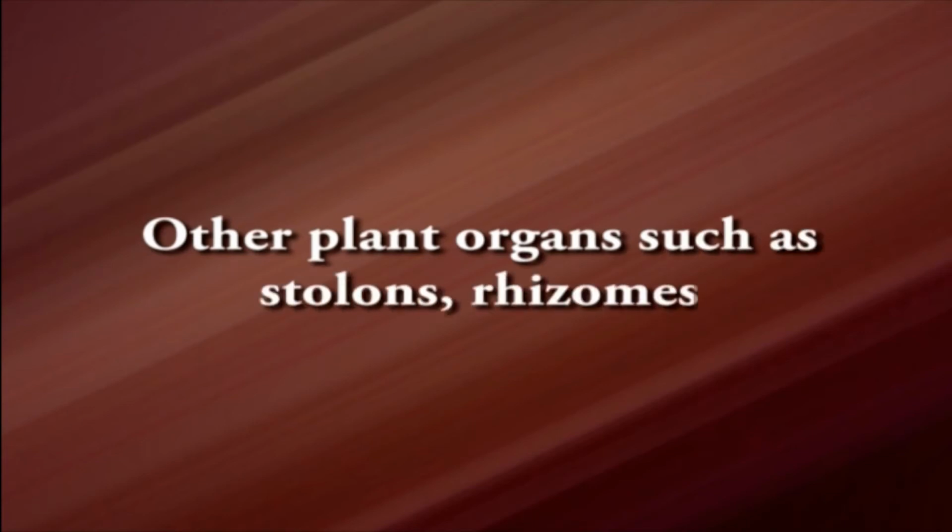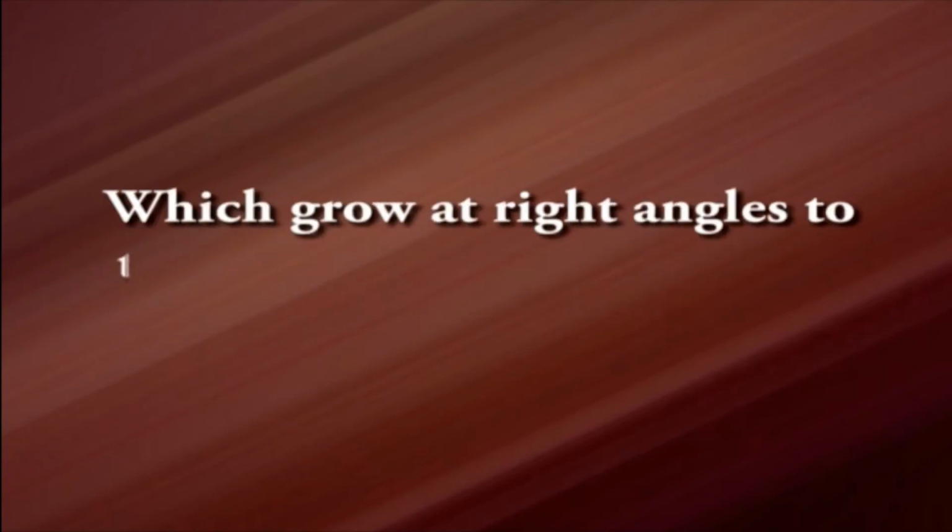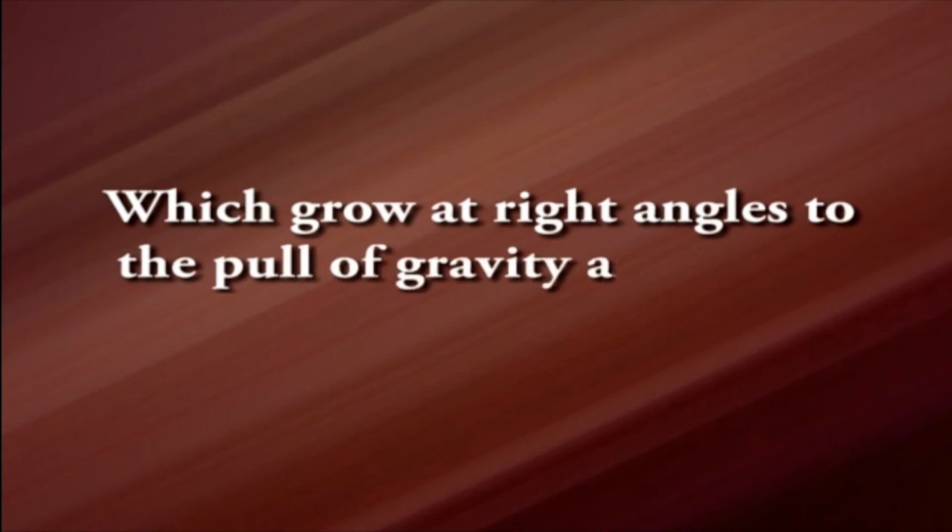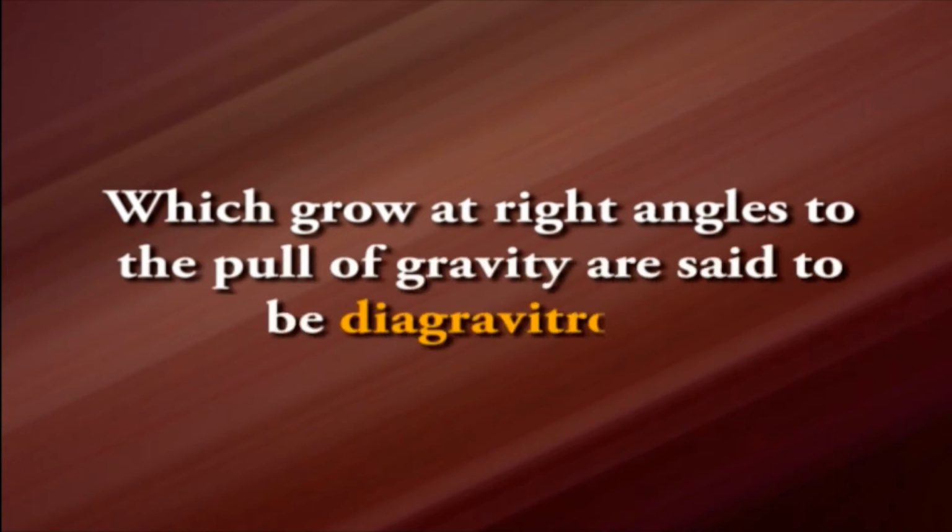Other plant organs such as stolons and rhizomes, which grow at right angles to the pull of gravity, are referred to as diagravitropic. Plant organs such as lateral stems and lateral shoots, which are usually oriented at some intermediate angle between 0 degree and 90 degree to the vertical, are said to be plagiogravitropic.